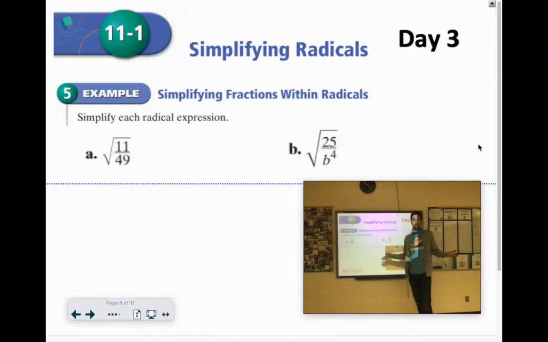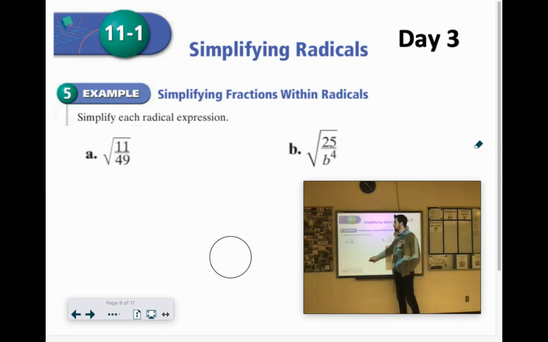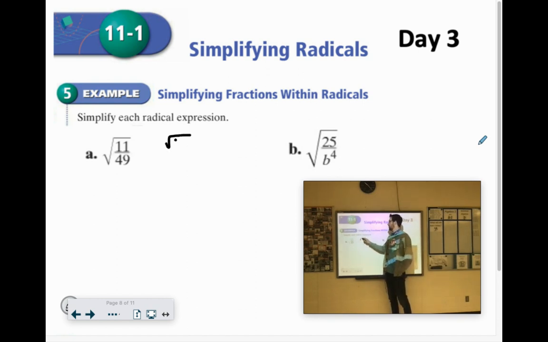Today, why not? Let's talk about dividing with radicals. Now look at this first one. You've got the square root of 11 over 49. Now this, you might see it listed under one radical. You can also see it listed sometimes under separate radicals.